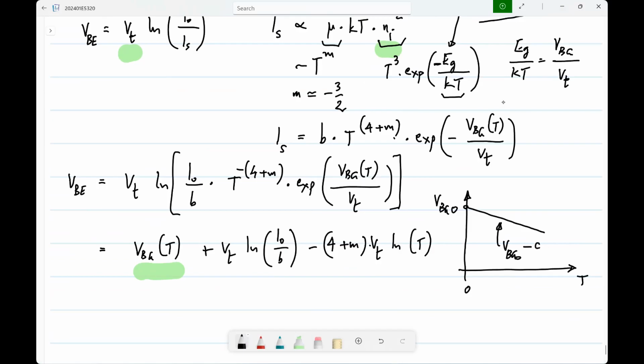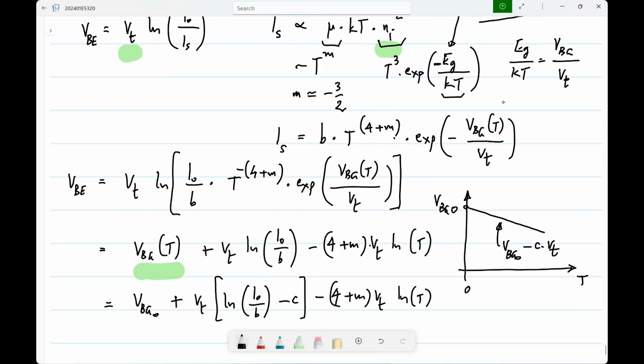it can be written as VBG0 minus C times the thermal voltage. I wish to keep voltage units there. I could have written C times T, but instead I wrote C times VT, just absorbing the constants appropriately. So finally, we will have VBG0 plus VT times log I naught by B minus C minus 4 plus m VT log T.